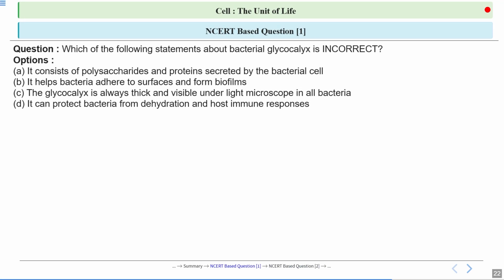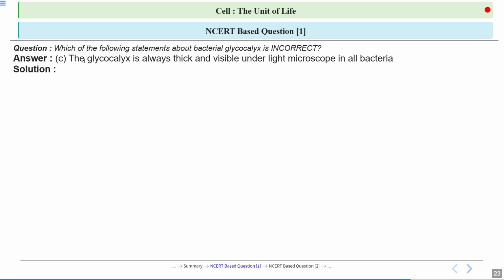Now there are some questions related to these topics. The first question is, which of the following statements about bacterial glycocalyx is incorrect? That means you have to tell the false statement. The first option is, it consists of polysaccharides and proteins secreted by bacterial cells. Next is, it helps bacteria adhere to surfaces and biofilms. Third option is, the glycocalyx is always thick and visible under a light microscope in all bacteria. Fourth is, it can protect bacteria from dehydration and host immune responses. What will be the correct answer? Let's have a look at the answer.